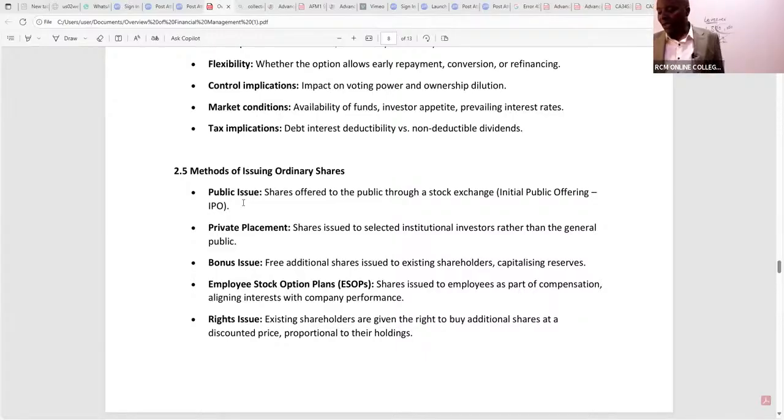Then we have private placements. There are people who don't want noise. They want to get money from the market, but from Nairobi Stock Exchange, they don't want it to be public. So in this case, you can invite a few of the investors to come and give you money through a private placement. Shares issued to selected institutions rather than the general public.